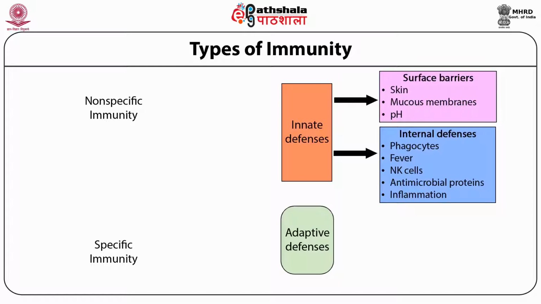The hallmark of the immune system is that it shows phagocytosis, and fever is also one of the hallmarks when a pathogen has invaded the human body. NK cells are also involved in killing the pathogen, and they produce certain antimicrobial proteins or peptides responsible for killing it. Inflammation is also a hallmark, where it leads to the attraction of various immune cells to the site of infection, thereby killing the microbes.